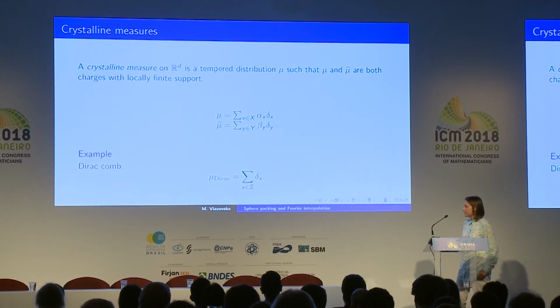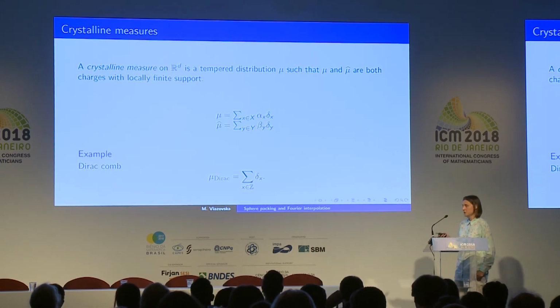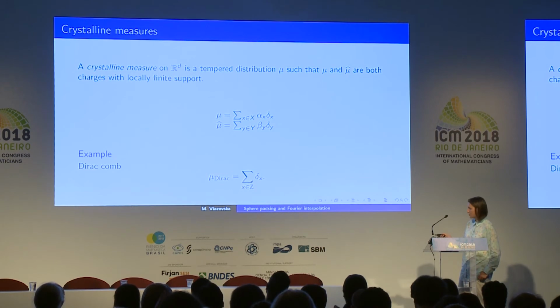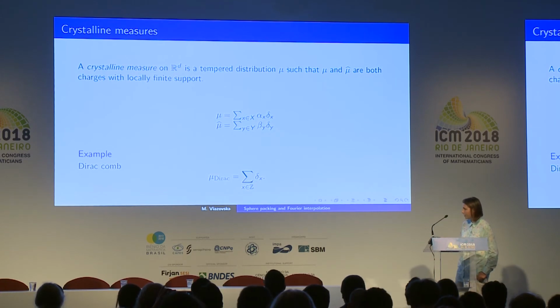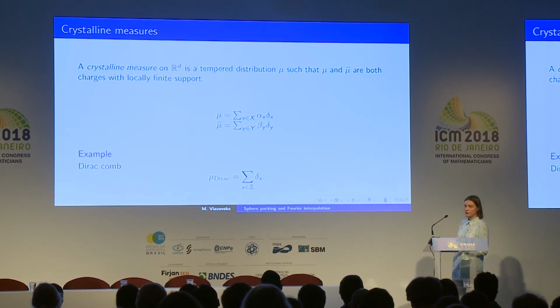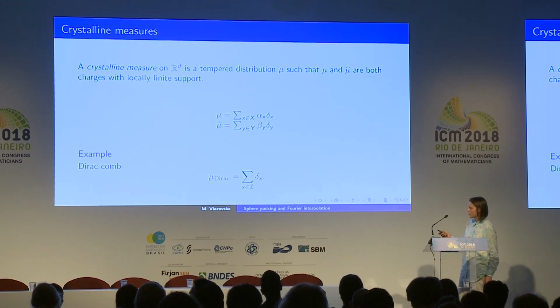If we make a definition, we want to know that we are defining not just an empty set. So here's one very simple and natural example of such a crystalline measure. It's a Dirac comb, just the sum of delta functions located at the integers. One question is, do we have other examples of crystalline measures? Here I will show you one negative result.